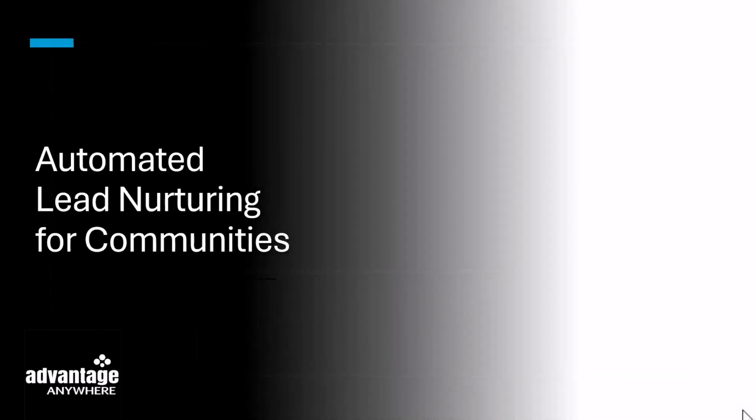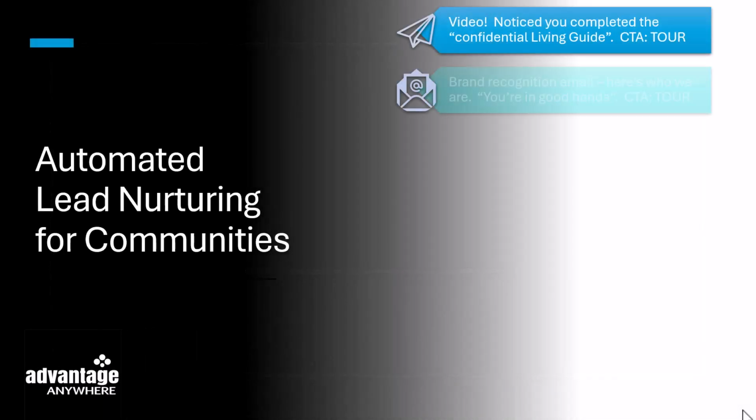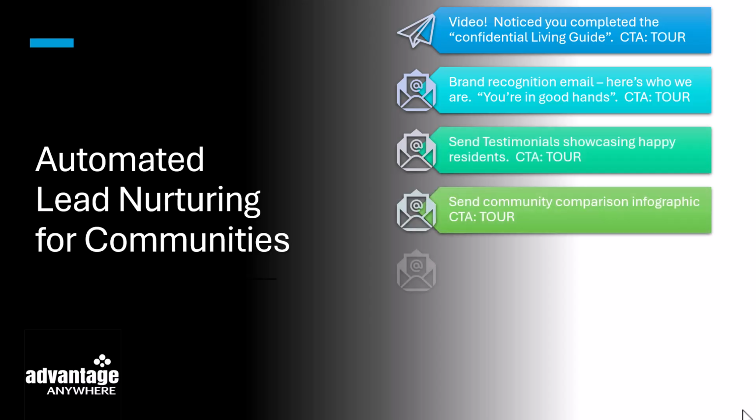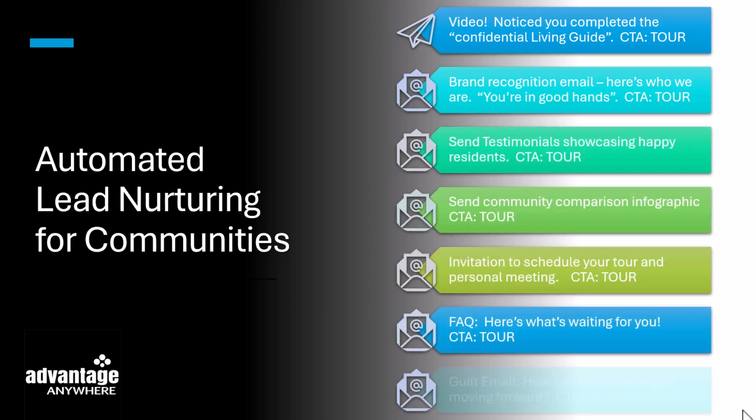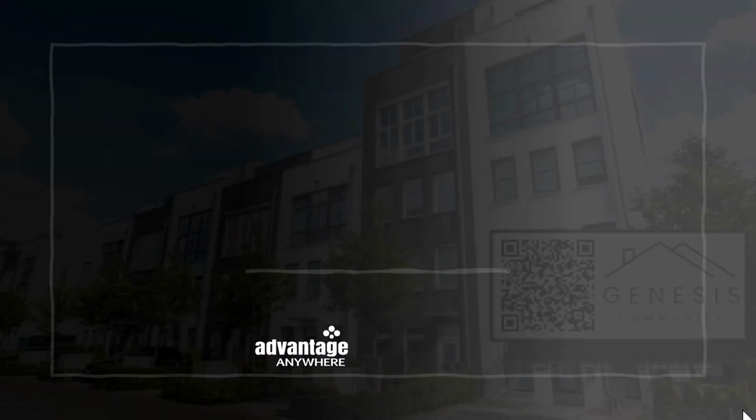Automated lead nurturing. Once a lead opts in, Advantage Anywhere kicks off a personalized nurture journey. Automated emails, text, and videos. Resident testimonials. Objection handling. Tour scheduling nudges. Every message feels personal. Every follow-up is right on time. And your team, they haven't even touched the keyboard yet.